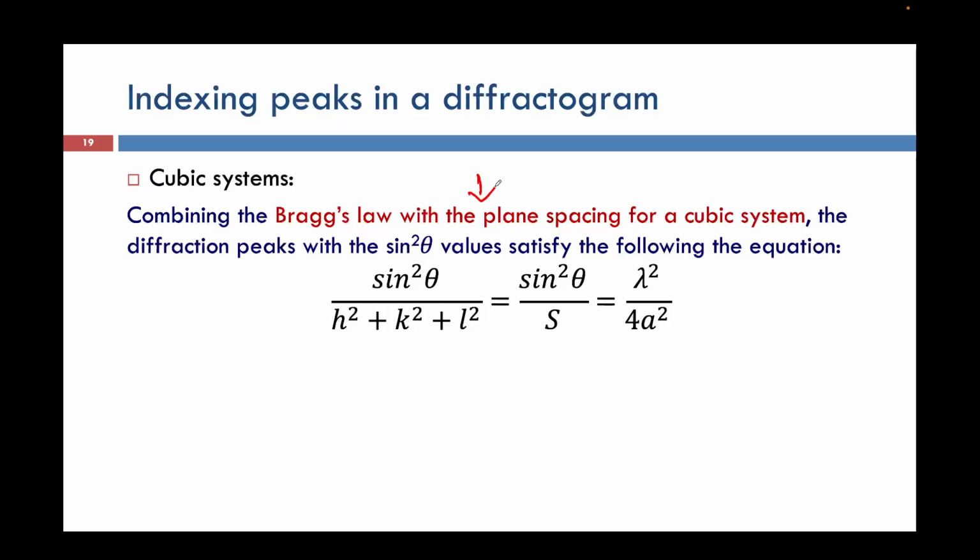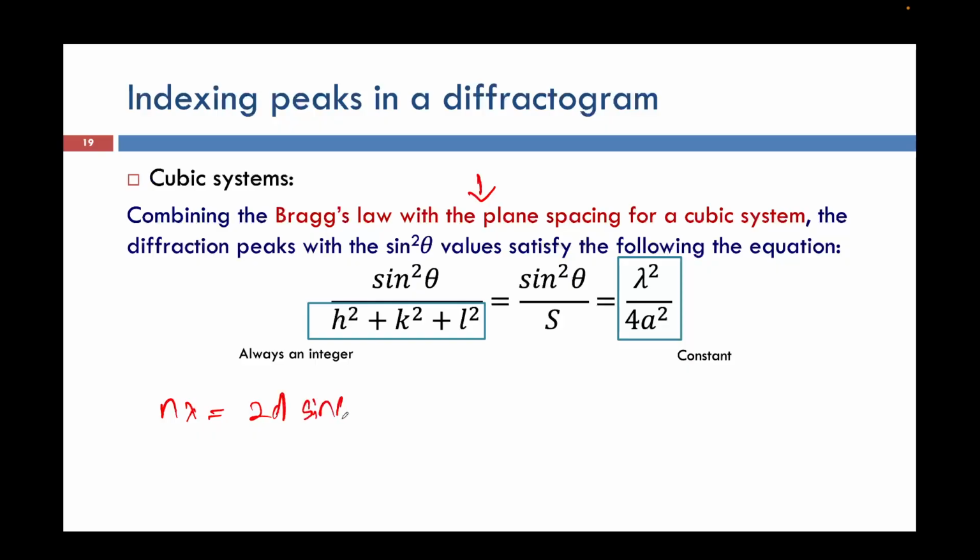And how do we index the peak? Here I have written this expression. So how do we come to this equation? We know that n lambda is equal to 2d sine theta, right? And let's say I am now considering first order reflection, then lambda is equal to 2d sine theta, and that means d will be equal to lambda by 2 sine theta, and we know that the d value will be how much?